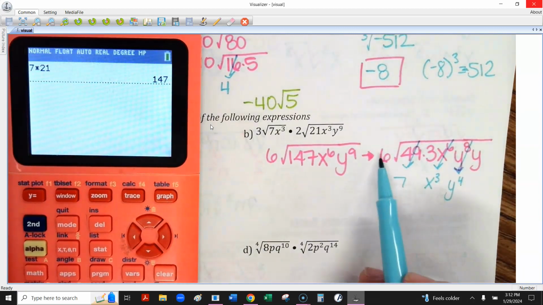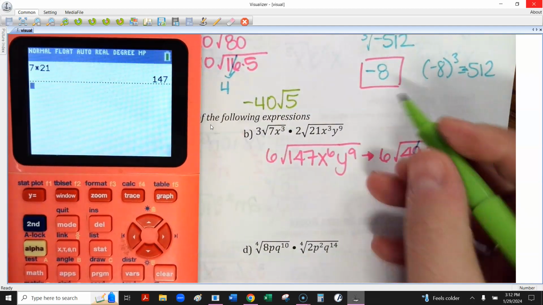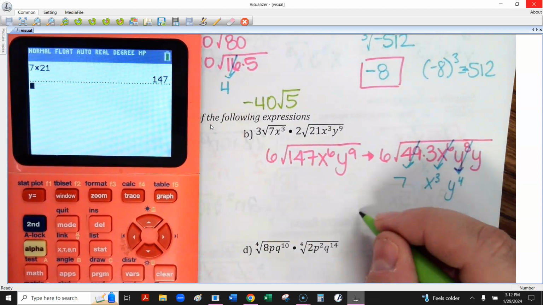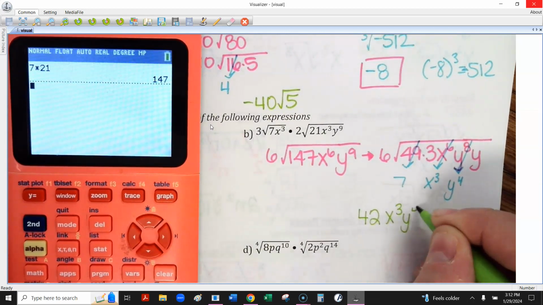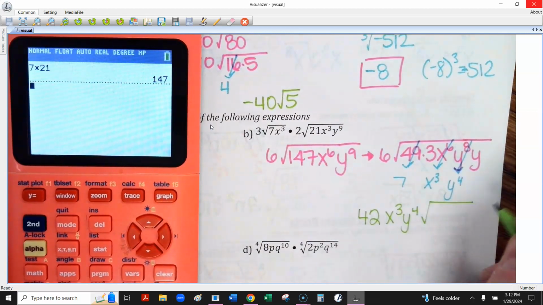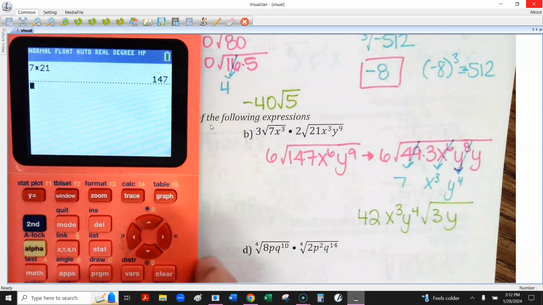Now, anything that's already out here, the 6 in this question, we're going to multiply that with everything we pulled out. So 6 times 7 is 42. X cubed, y to the 4th. And then left underneath the square root, we have a 3. And then we had a y down there as well.